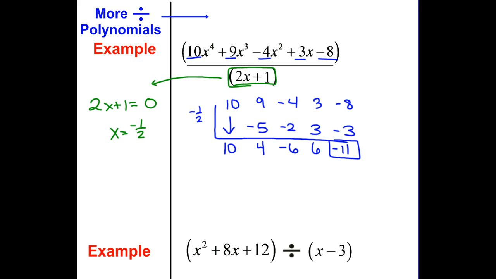Go our way up. So we're going to end up with the highest degree of this being 10x cubed plus 4x squared minus 6x plus 6 plus negative 11 divided by 2x plus 1.